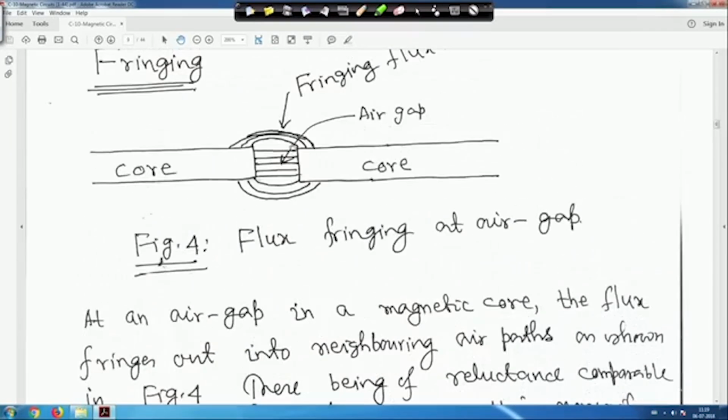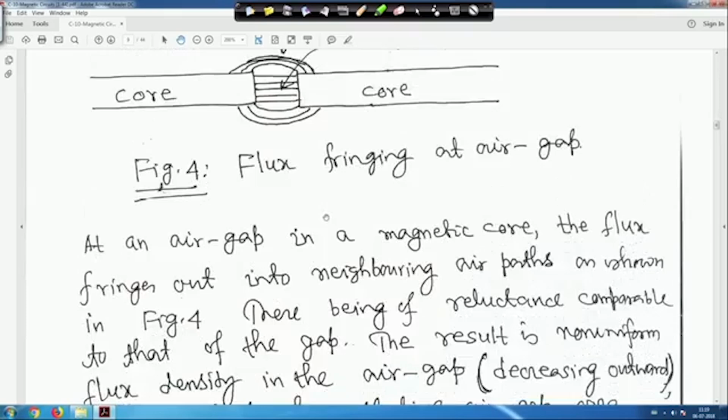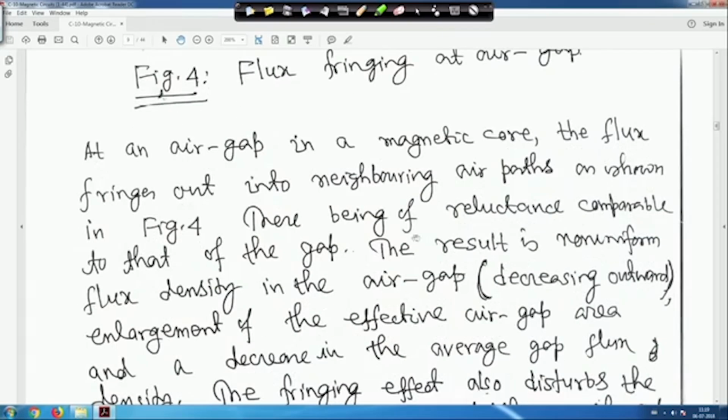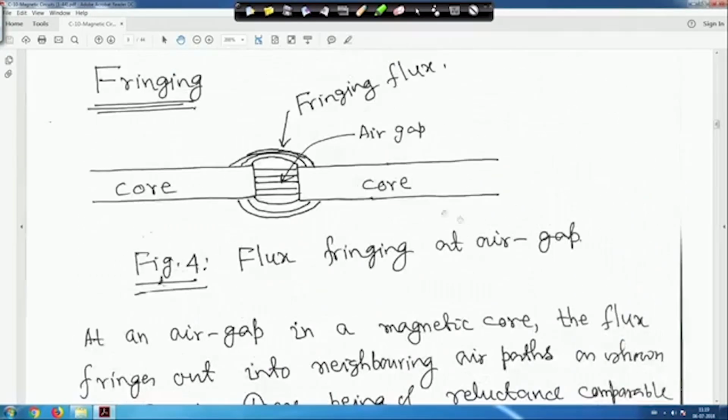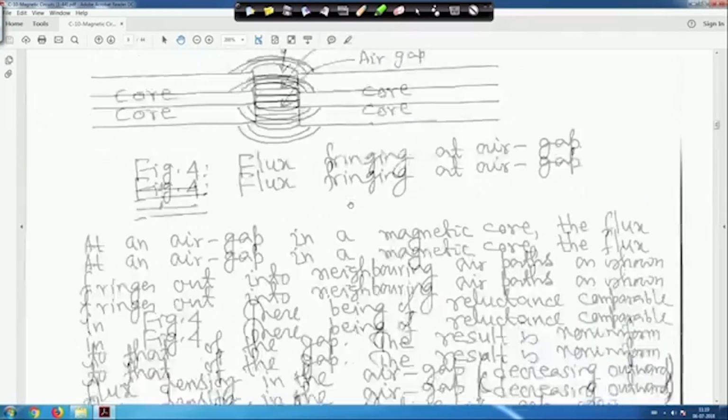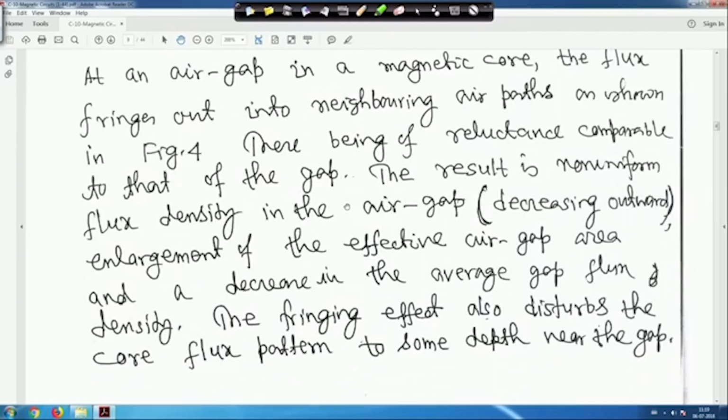This is basically your nonlinear path, right. Their reluctance is comparable to that of the gap. The result is non-uniform flux density in the air gap, that is decreasing outward, right. So in that case, there is an enlargement of the effective air gap area and a decrease in the average gap flux density.